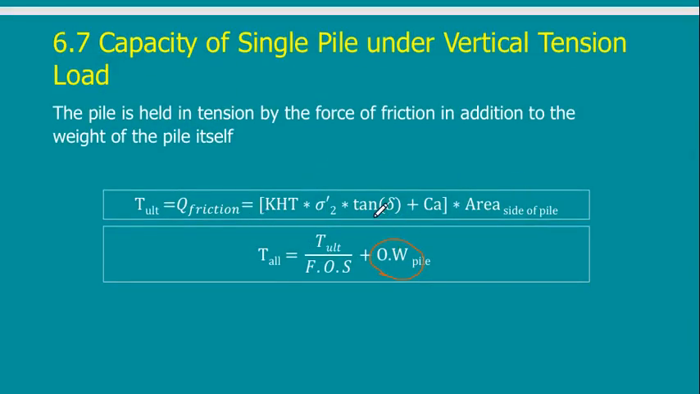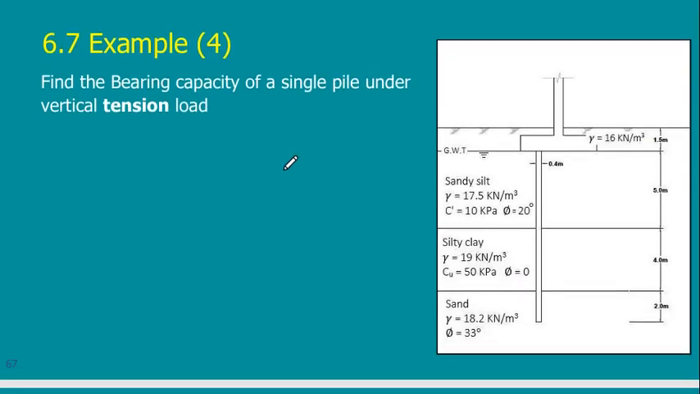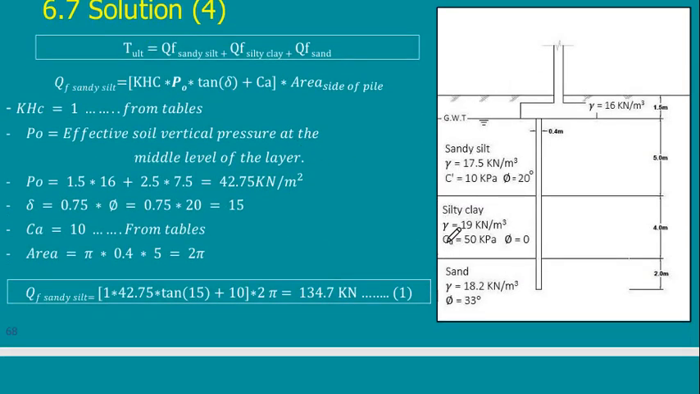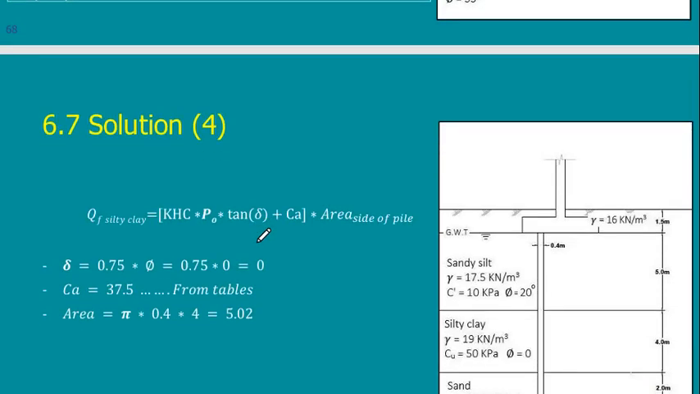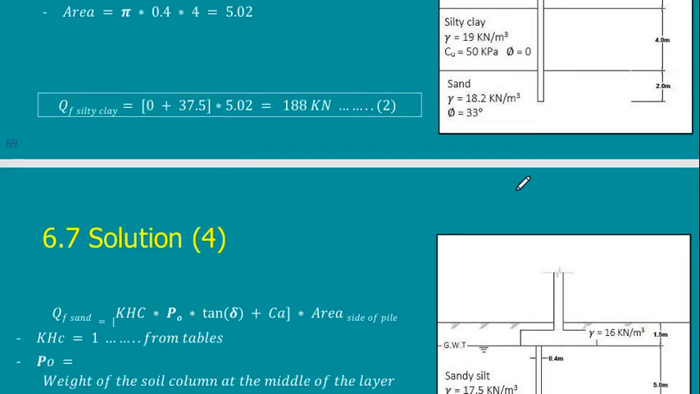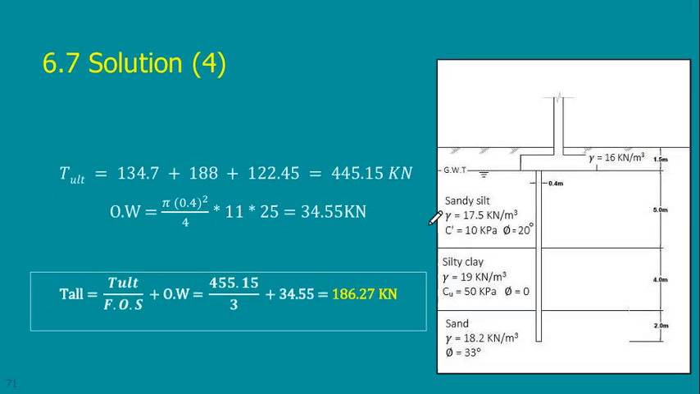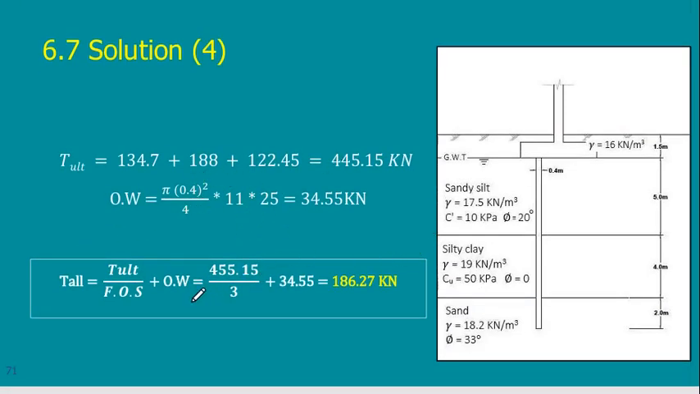Use any equation from the 3 previous equations to get the ultimate tensile or the allowable tensile capacity if I divide by factor of safety. This is an example. Of course, it is the same example, but for a case of tension. Of course, here you find that we don't have any end bearing, just the friction between the three layers. I add them together, divide them by the factor of safety, add the own weight of the pile. This will be my tensile capacity.